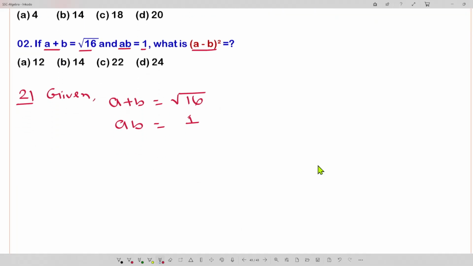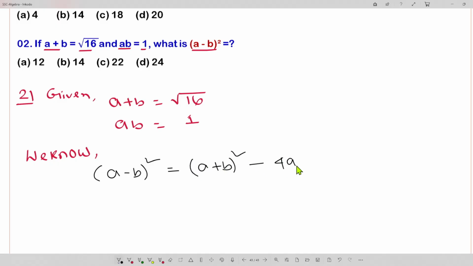So in this case we can write, we know a minus b whole square equals a plus b whole square minus 4ab. It's a simple square rule. So here a plus b means root 16.